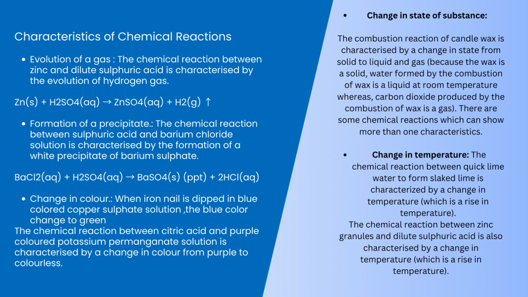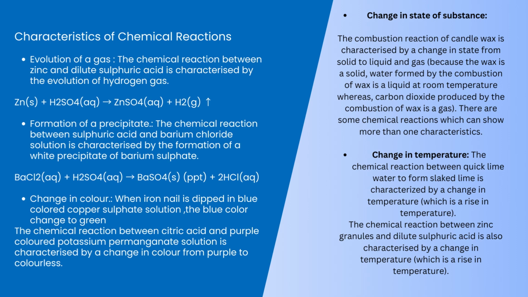The second characteristic is formation of a precipitate. The chemical reaction between sulfuric acid and barium chloride solution is characterized by the formation of a white precipitate of barium sulfate. BaCl2 plus H2SO4 gives barium sulfate plus 2HCl.